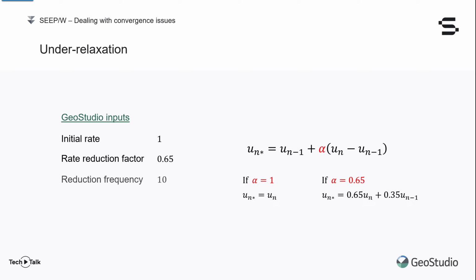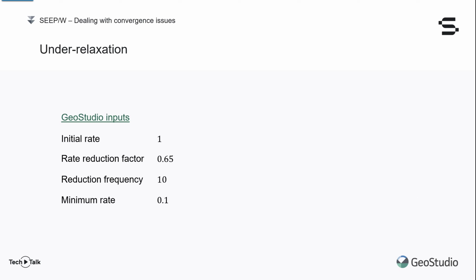The reduction frequency will determine how many iterations need to conclude before alpha is affected by the rate reduction factor. This value is set at 10 iterations by default. Finally, the minimum rate is the smallest value alpha can take, which is 0.1 by default. Whenever convergence is difficult in SEEPW analyses, we often make the following adjustments to the under-relaxation parameters, which we call the golden numbers, because of how effective these changes often are to reach a properly converged solution.